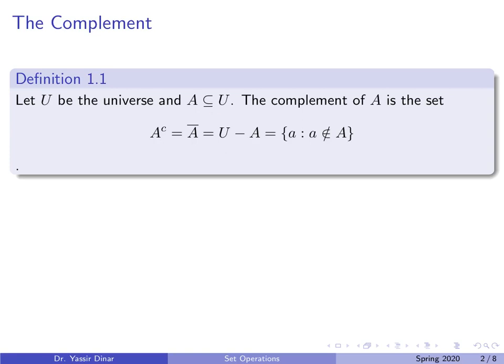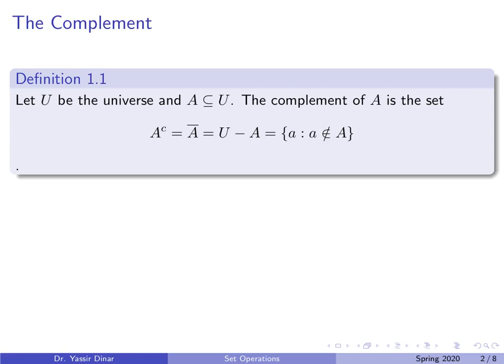Then we can define a new set, and this set will be called the complement of A, and it is denoted by A complement, A with an upper square, or an overline A. So what is the definition of this set? It is the difference between the universal set and the set A itself, which means that I am taking all elements in my universe where these elements are not in A.